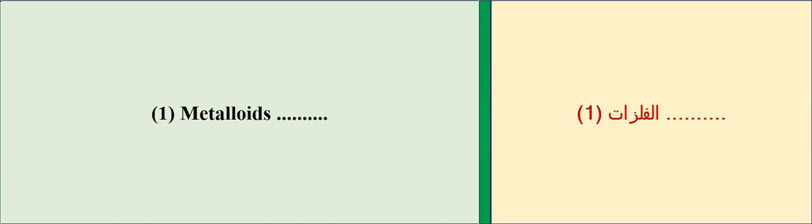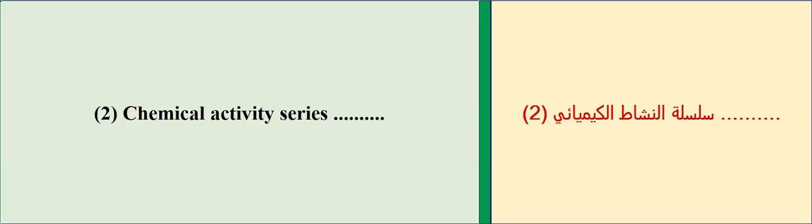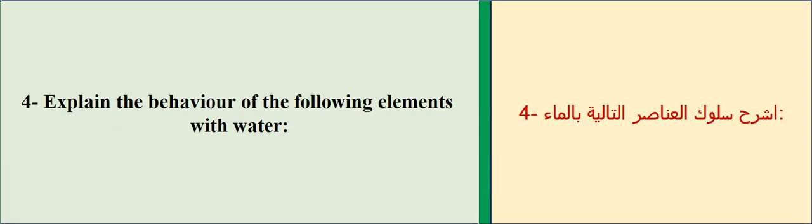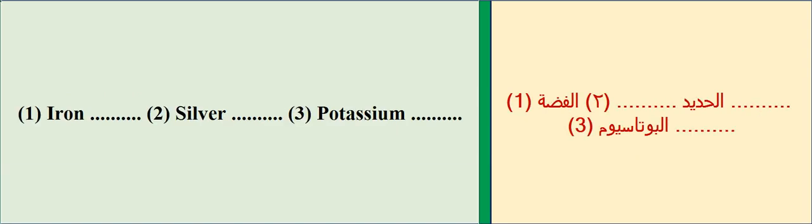3. What is meant by 1. Metalloids. 2. Chemical activity series. 4. Explain the behavior of the following elements with water. 1. Iron. 2. Silver. 3. Potassium.